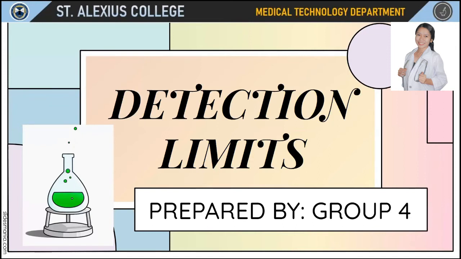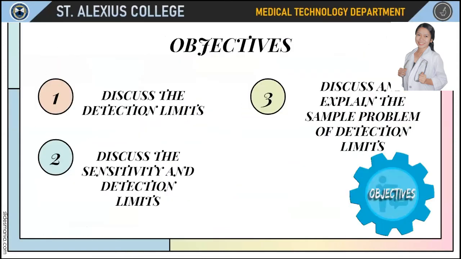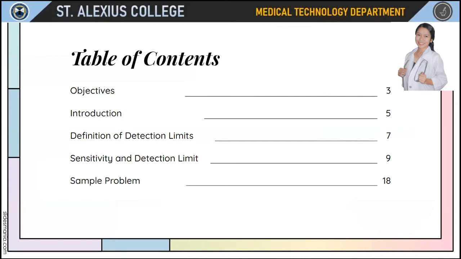Before we proceed to our introduction, I'm going to read our objectives for this lesson. Objectives: discuss the detection limits, discuss the sensitivity and detection limits, discuss and explain the sample problem of detection limits. This is our table of contents.